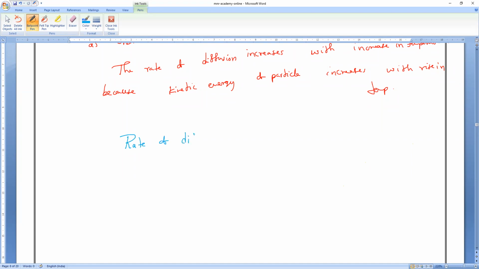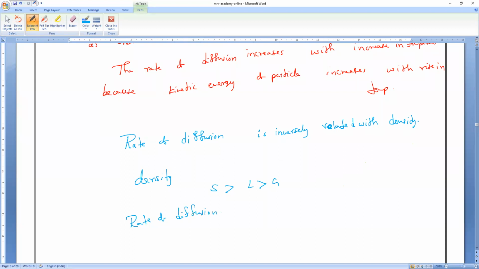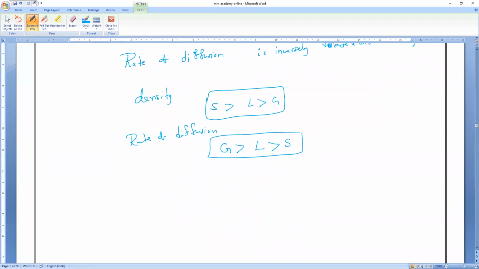Density. Rate of diffusion is inversely related with the density. So who has high density? Density: solids greater than liquids greater than gases. Rate of diffusion is inversely related with the density. Who has greater rate of diffusion? Gases followed by liquids followed by solids. Is it right or wrong? Both are opposite. So gases having low density diffuse very quickly, and those having high density diffuse slowly. That is also how to remember.